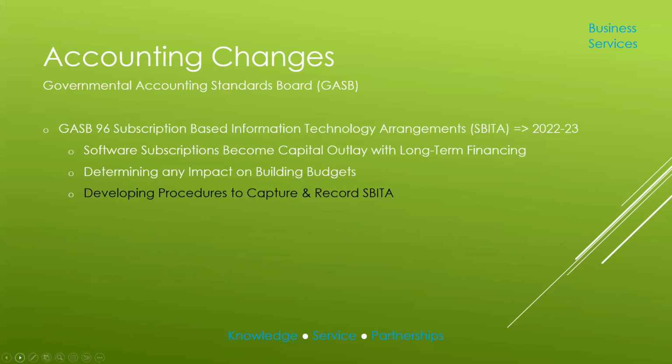In addition to GASB 87, we are implementing GASB 96, which is subscription-based information technology arrangements, or SBITA. And that is effective in our 22-23 school year. We need to take software subscriptions, so any kind of software that we are purchasing for over a year or we are likely to renew every year, they need to become capital outlay with long-term financing. So we are still determining any impact on building budgets, and we are still developing procedures to help capture and record the SBITAs.